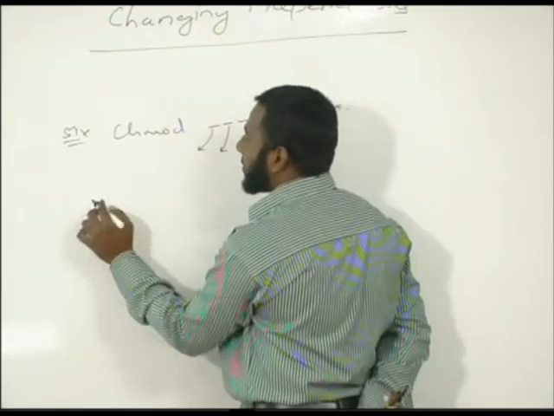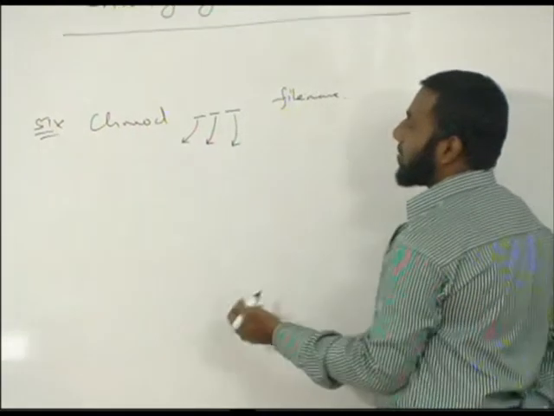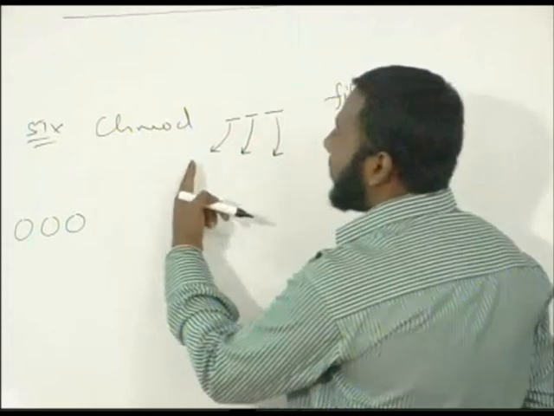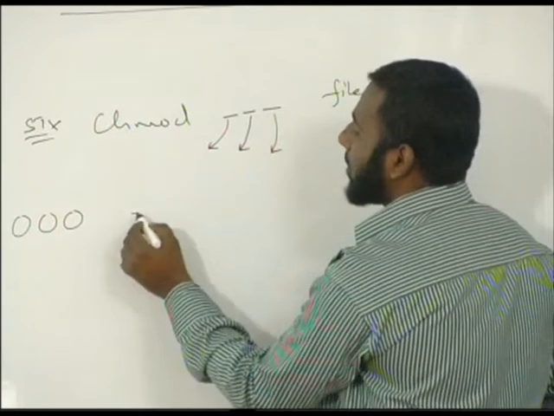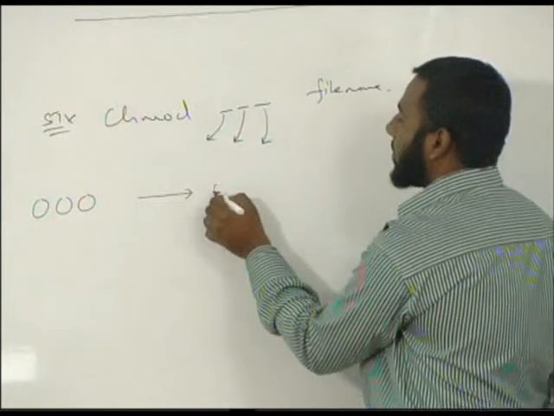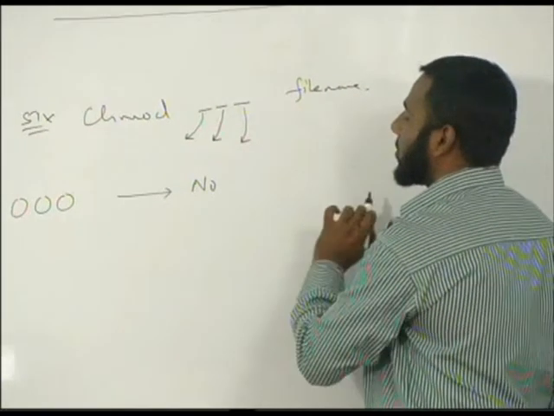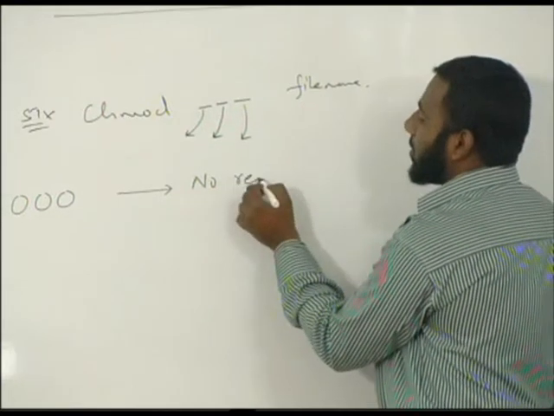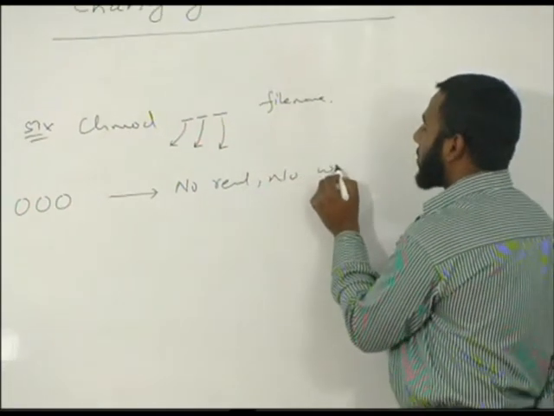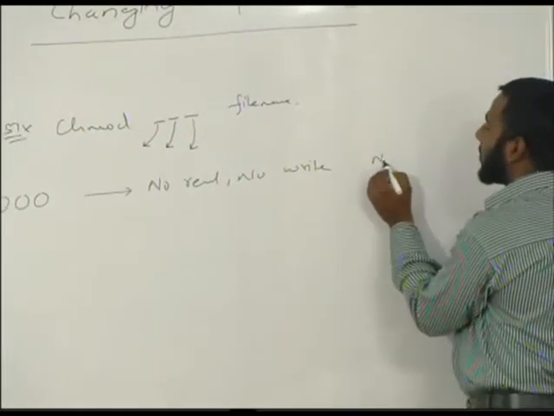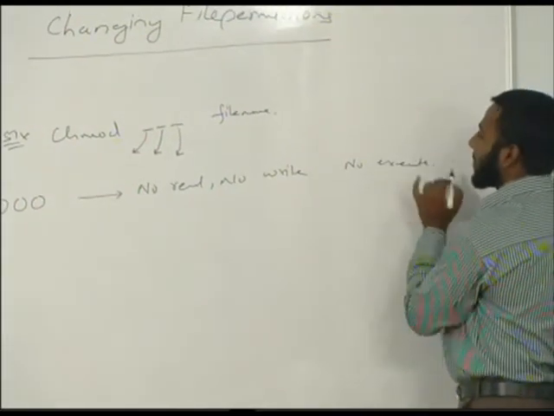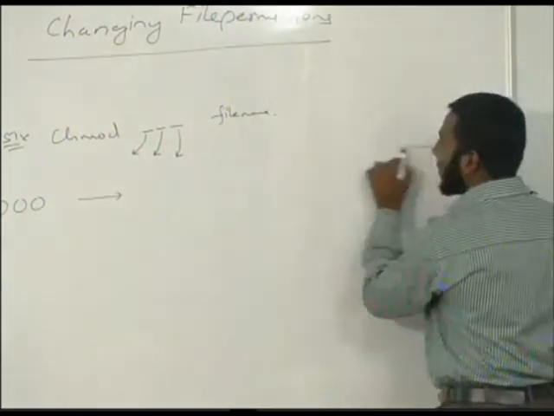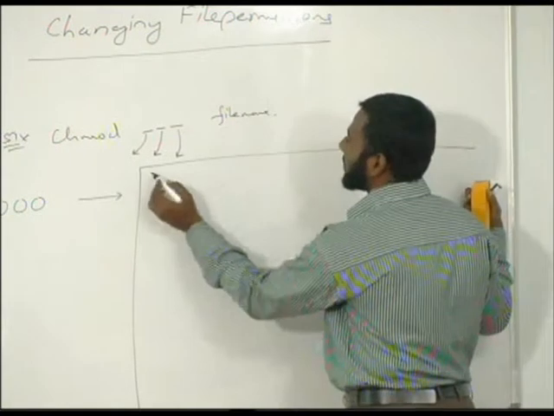Now let's understand how these numbers are represented. For example, if the chmod command is followed by 000, it means you are not interested. It means there is no read, write or execute. There is no permission given to this file. No read, no write, no execute. So it's better we draw one table and see the meaning of all these things.